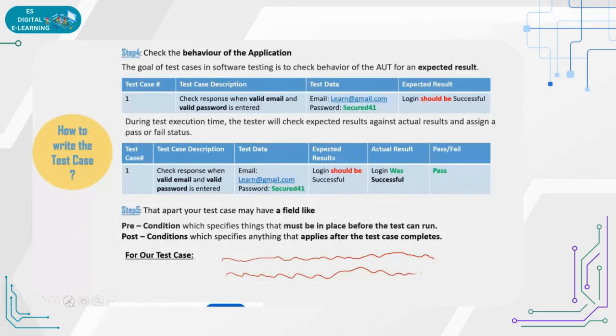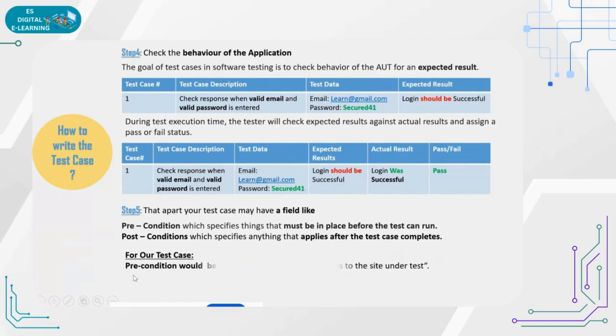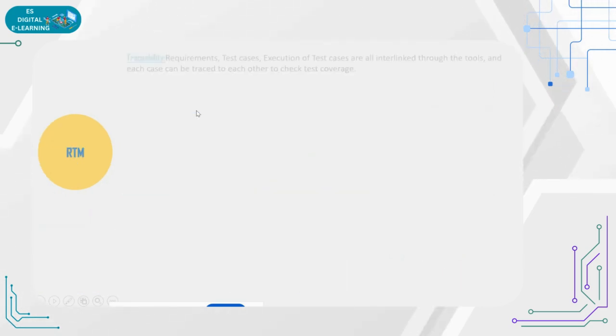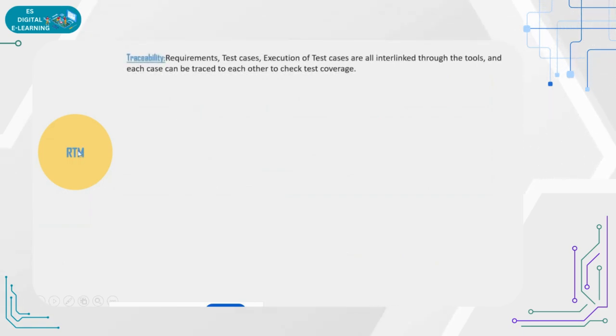And what is the post condition? Post condition is, once we are logged in, we then need to log out. During login and logout, the time and date of login will be stored in the database. This is very important, when you logged in and when you logged off. All this will be recorded as a part of the post condition. So this will be the example of how we are doing it. And traceability, so RTM.